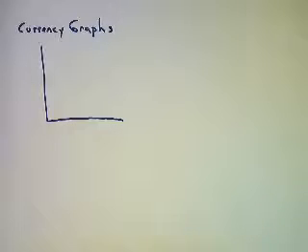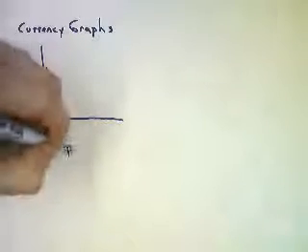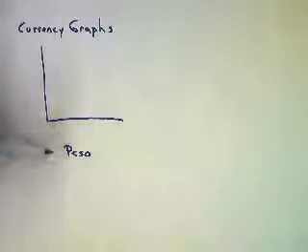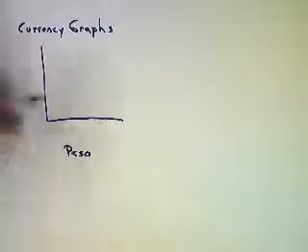When you graph currencies, we always like to use the bottom rule. And the bottom rule is pretty simple. You start off with the currency that you're going to graph, you write that at the bottom. So for example, say we're going to graph the peso. If peso is on the bottom here, it's got to be on the bottom everywhere else.